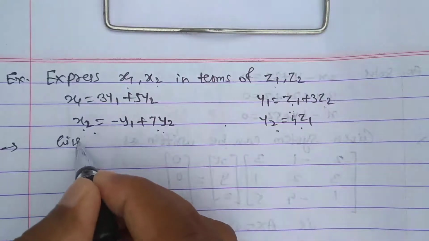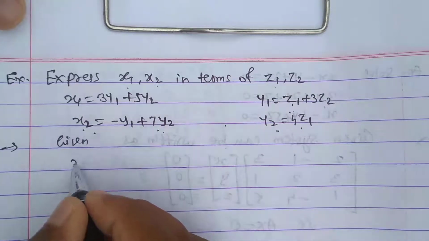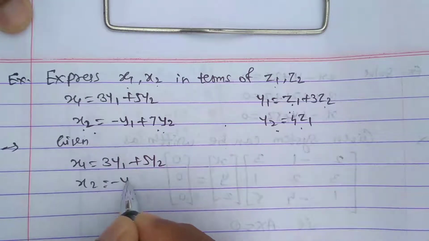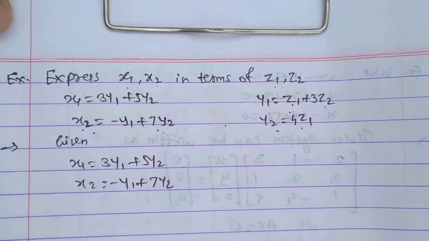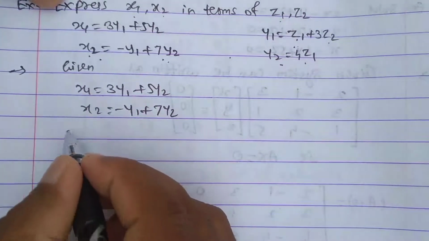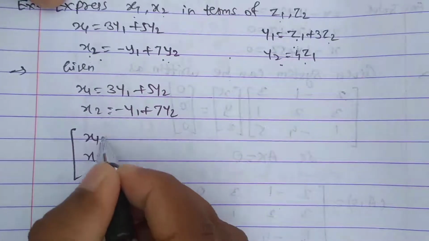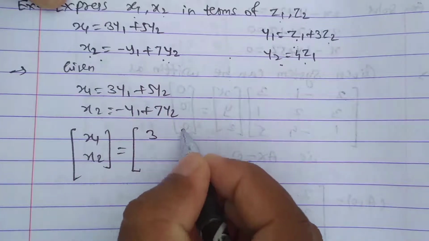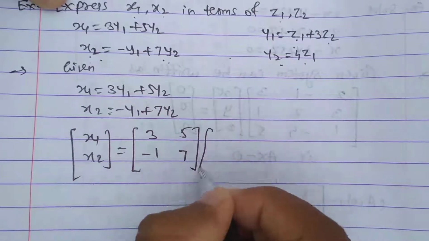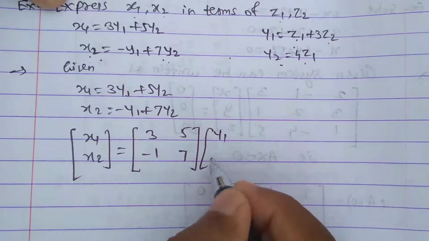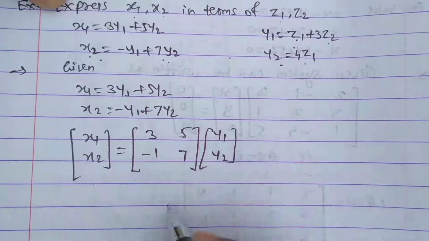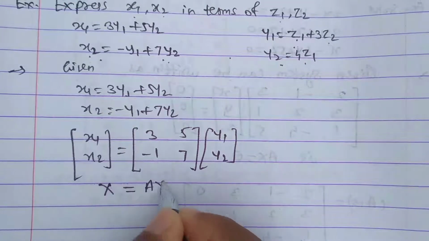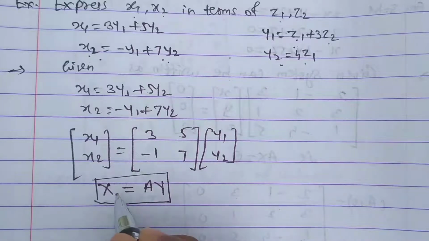For that we are going to write the first given transformation. X1 is equal to 3y1 plus 5y2, x2 is equal to minus y1 plus 7y2. This transformation can be written in matrix form as x1 x2 on the left hand side, is equal to the coefficient matrix, that is 3 5 minus 1 7, into y1 y2, these are the variables. So we call this transformation x is equal to ay. We will get this first transformation.